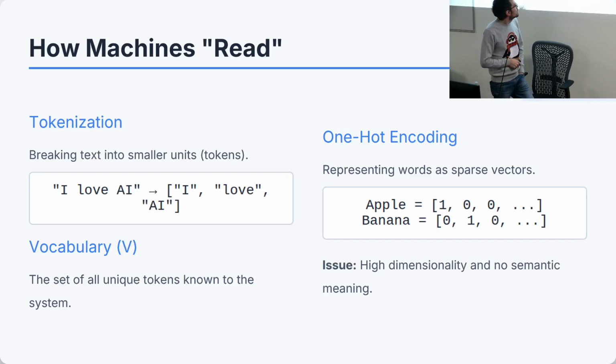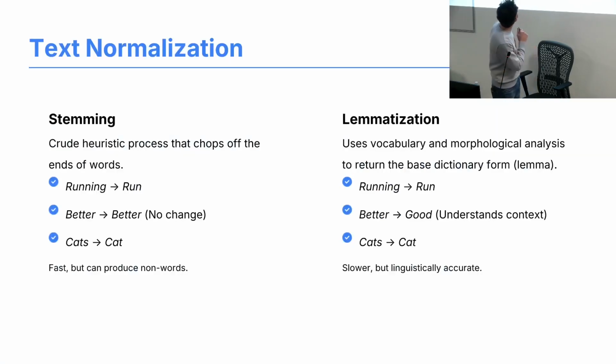The distance between apple and banana will be the same distance between apple and the White House. That's obviously not what, as human beings, we envision. And we will fix this issue later on.